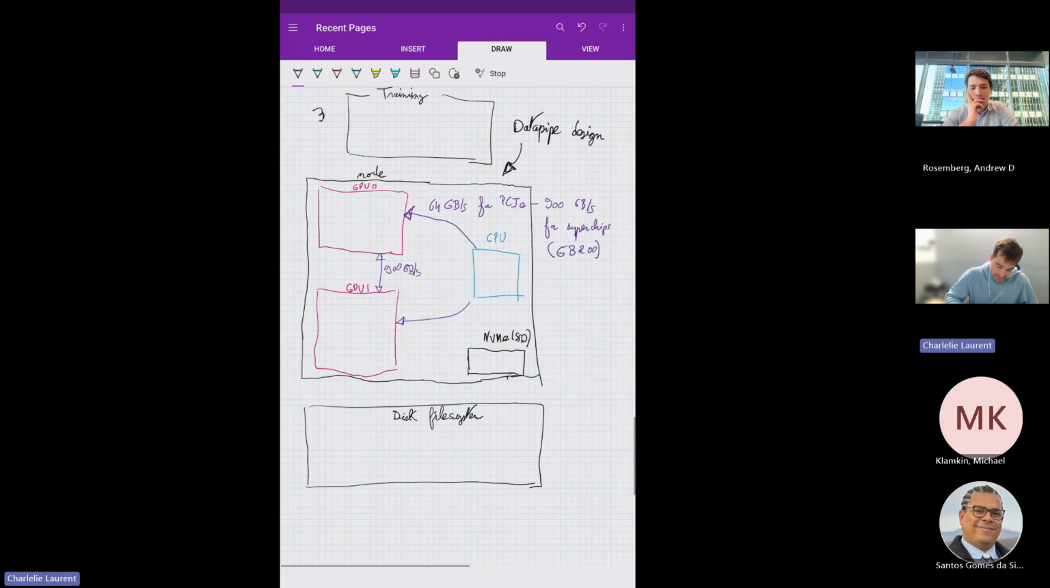Then if we look at the NVMe, it would be slower, usually around 16 gigabytes per second, right? The file system is even slower, could be 1 to 5 gigabytes per second.